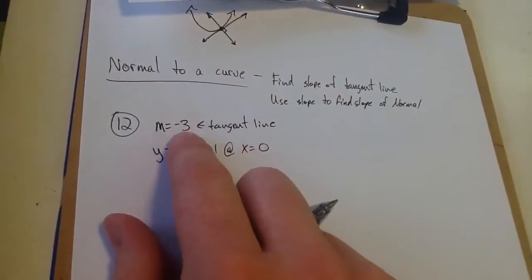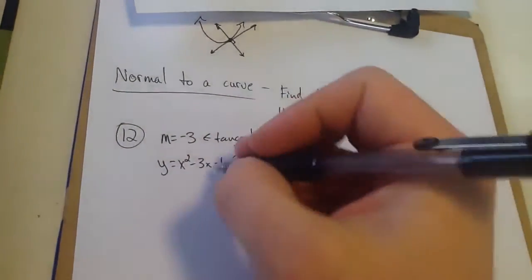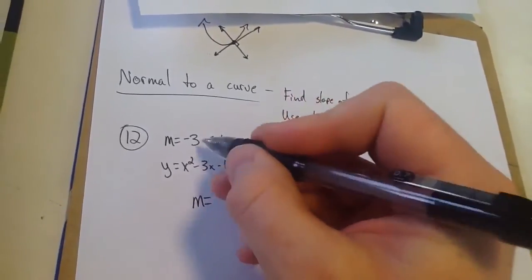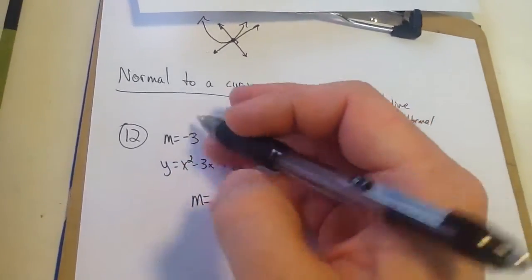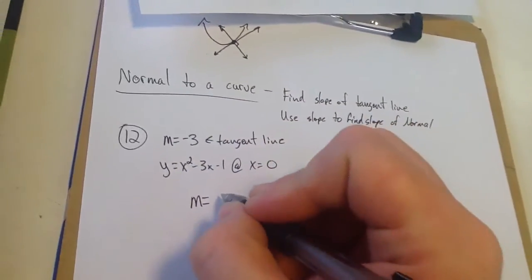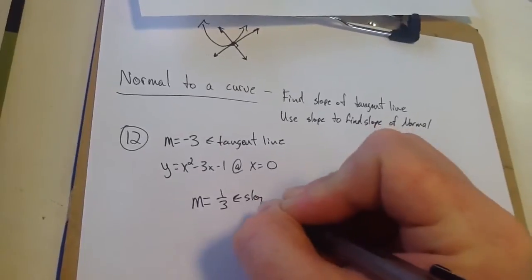If it's perpendicular to that, remember perpendicular lines. So our slope of our perpendicular, right? It's the negative reciprocal, or flip it and change the sign. So instead of -3, it's going to be positive. Flip it, 1/3. Boom. Got my slope of my normal.